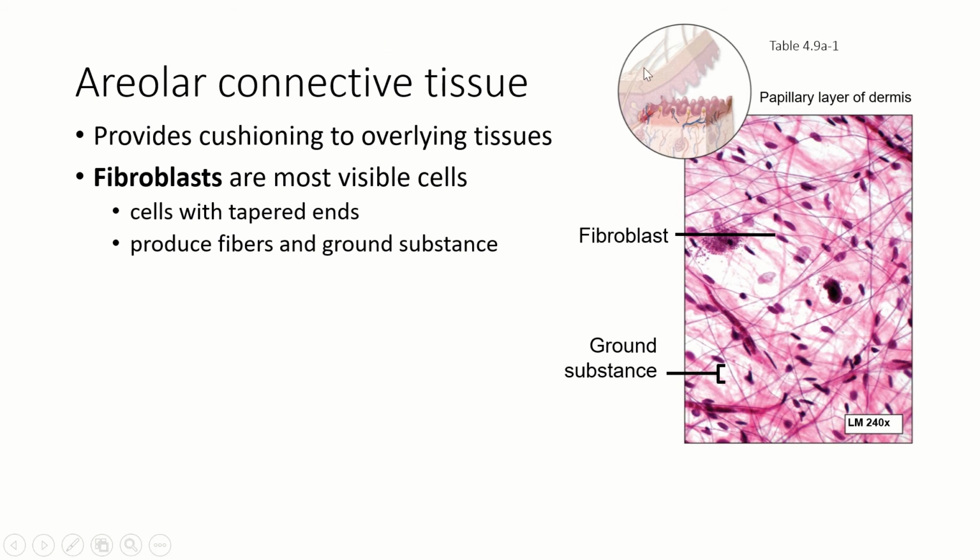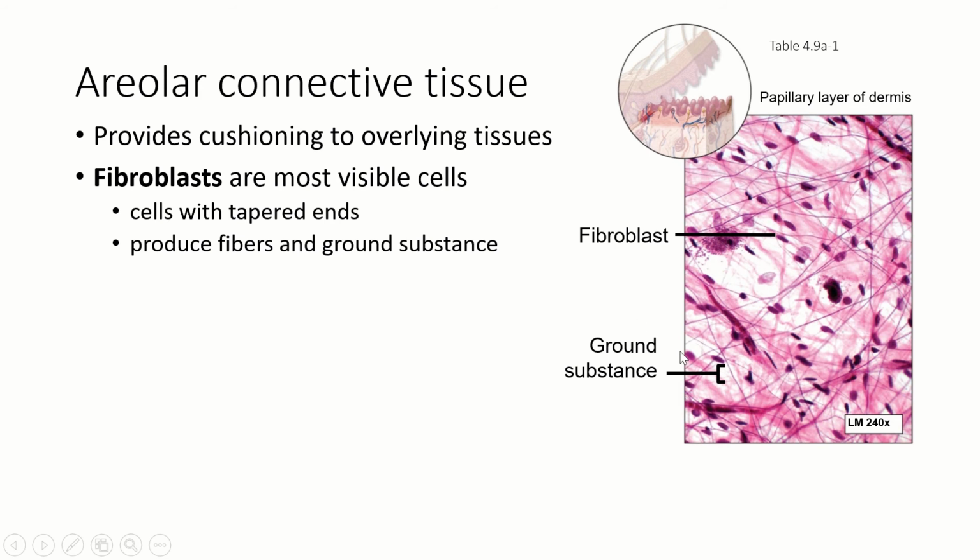The first of these is called areolar connective tissue, and we find it in the top layer of the dermis. So this is the epidermis, that's the surface of your skin. The papillary layer is the top layer of the dermis, and it's made of this areolar connective tissue. Areolar connective tissue is really commonly found between structures in the body, providing a little bit of cushioning. A lot of times it makes a layer around structures just to sort of gently hold things in place or in shape.